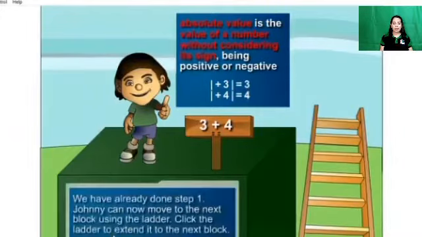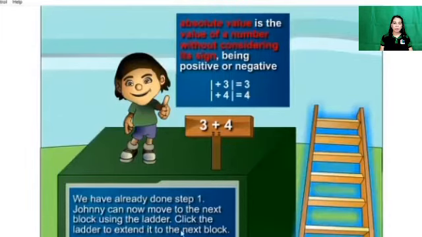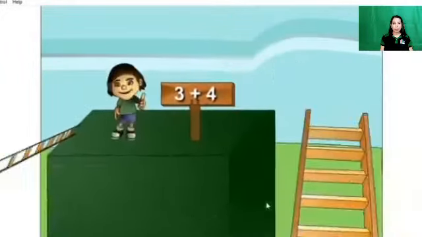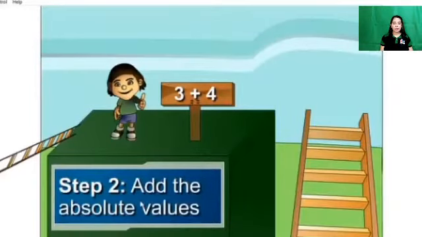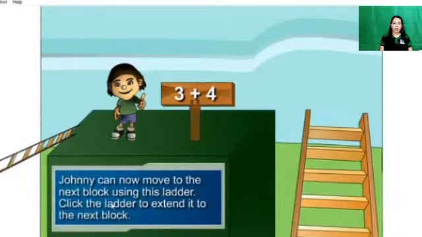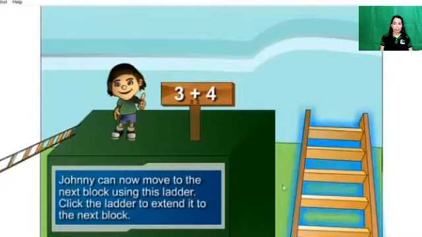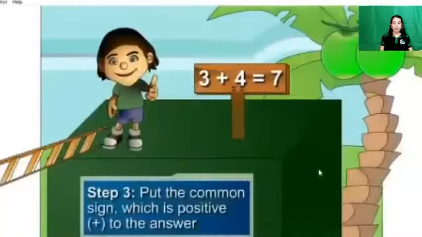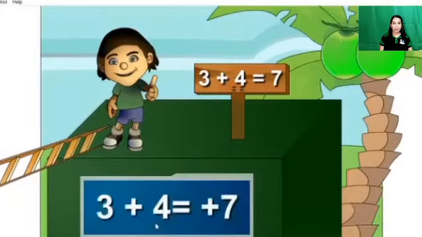We have already done step 1. Johnny can now move to the next block using the ladder. Click the ladder to extend it to the next block. Now let's continue. Step 2. Add the absolute values. 3 plus 4 equals 7. Johnny can now move to the next block using this ladder. Click the ladder to extend it to the next block. Step 3. Put the common sign, which is positive, to the answer. 3 plus 4 equals positive 7.